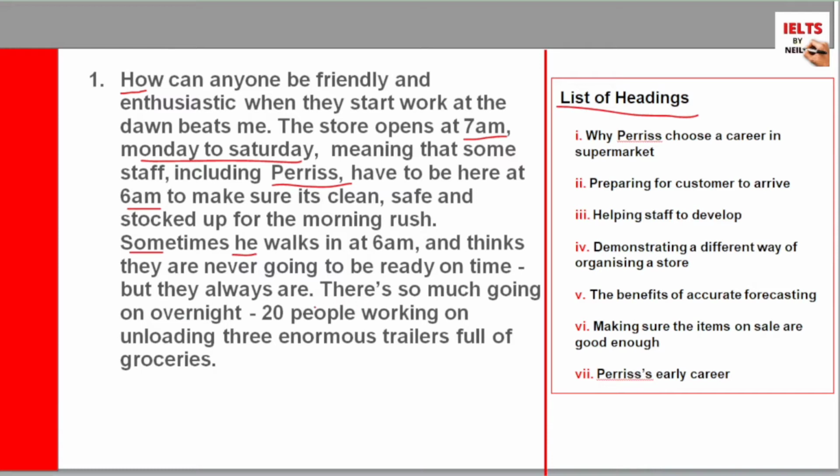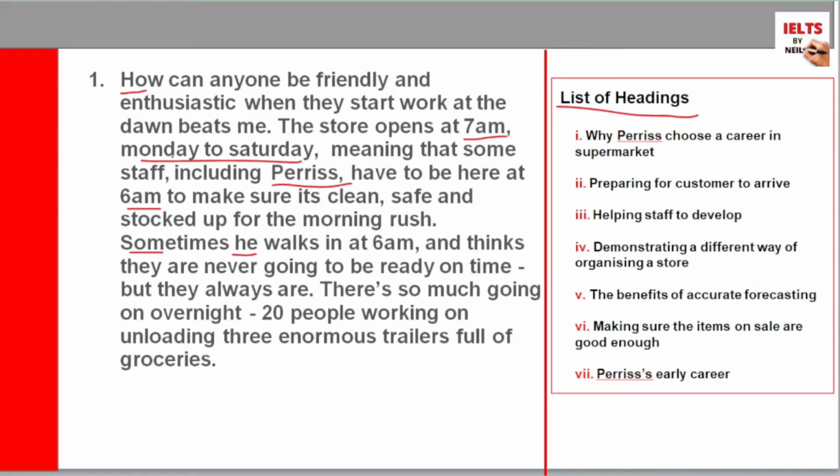There's so much going on overnight. 20 people working on unloading 3 enormous trailers full of groceries. Okay, in the last few lines, the writer is saying that even at night, the work is still going on. There are like 20 people who are working and unloading the 3 big trailers of groceries.